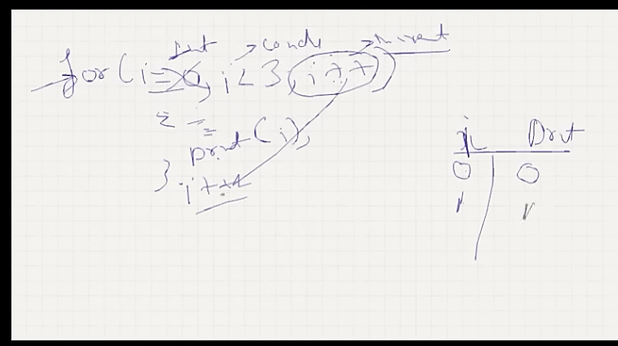At this juncture, again, it increases the value to 2, and you come back here. Is 2 less than 3? True. Go inside, print the value of i, 2. At this juncture, i becomes 3.